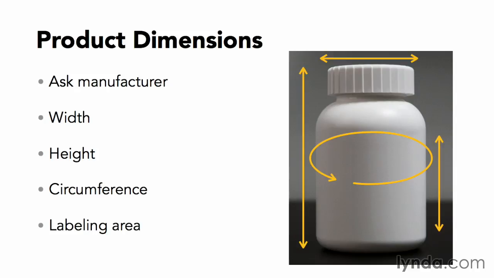Now, the labeling area is this flat edge of the outermost sides of the bottle. So I want my label to fit nice and flat, and so there's a nice straight surface there. And so basically where the curvature of the bottle stops at the top and there at the bottom, that flat area is what I want to measure as my labeling area.